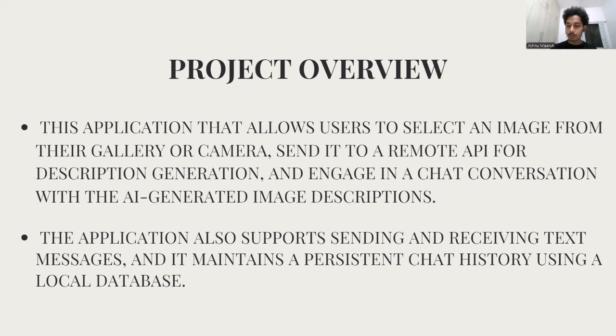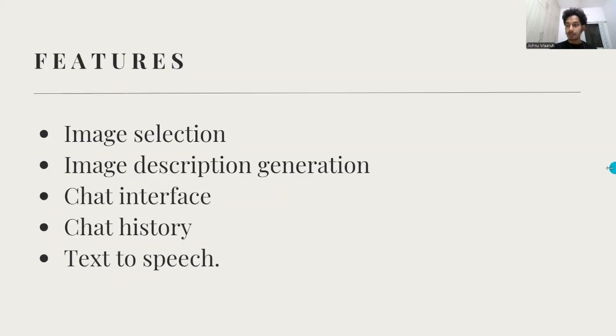This application also supports sending text messages, and it maintains a persistent chat history using a local database. We'll get to the tech stack which we used to implement this later. Features. Coming to the features, we have image selection. This is where the user selects the image. Image description generation. This is where the request is sent to the API to generate a description.